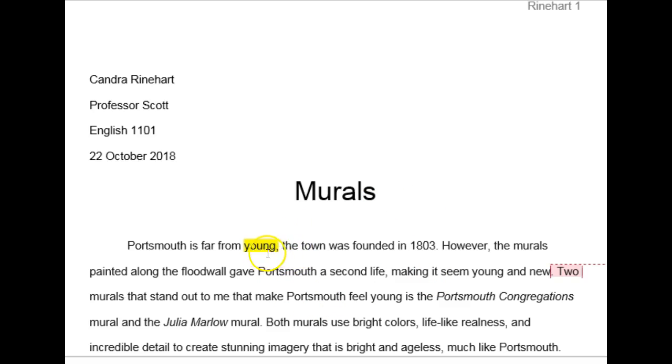All right. So I highlighted this right here. I noticed a pattern of comma splices. So you'll have a sentence here, Portsmouth is far from young, and then we have another sentence, the town was founded in 1803, and it's combined with just a comma. It's not that huge of a deal. You can fix it by adding one of those 7 words: for, and, nor, but, or, yet, or so. But I noticed that in more than just a couple places, and I'll mention a couple of them here in the video, but it'll be up to you to fix that.